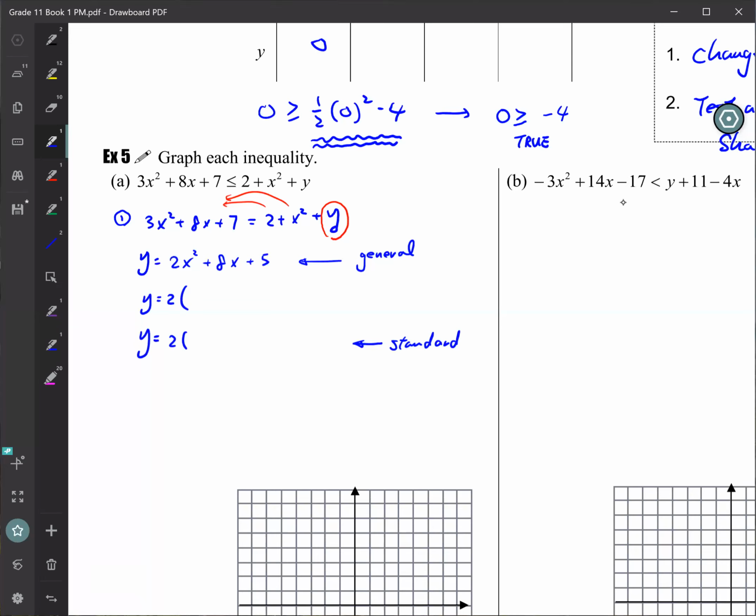Okay, so far we only have one person. Two now. Okay, two people got the standard form. Any more? Factor A, divide by 2, and balance. If you forgot, go back to quadratic function.